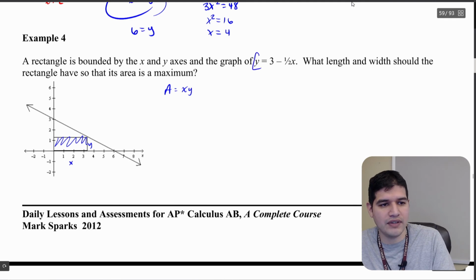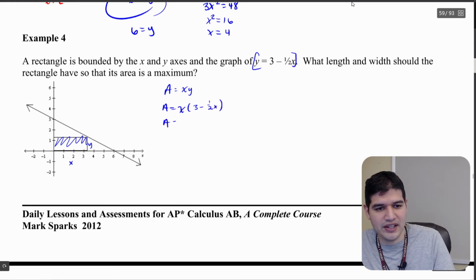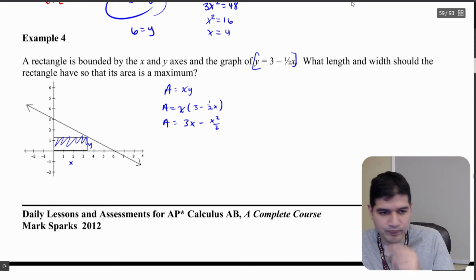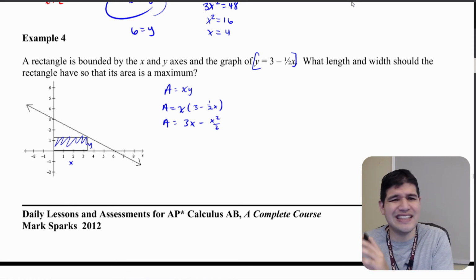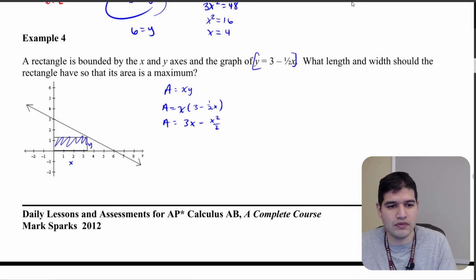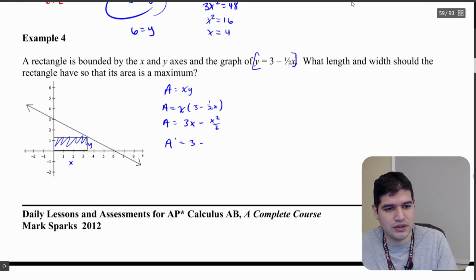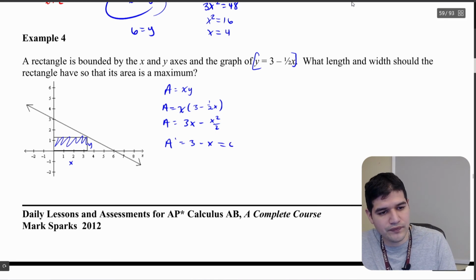Well, we already have an equation that we can use to substitute here. So I'm going to say that A equals x, and then y is going to be 3 minus 1/2 x. So let's simplify this: 3x minus x squared over 2. And let's take that derivative, just the exact same thing that we've been doing in all of our other equations. So A prime is going to be 3 minus, bring the 2 down, so that's going to just be minus x. So let's set this equal to 0, and when I do that, I'm going to get 3 equals x.